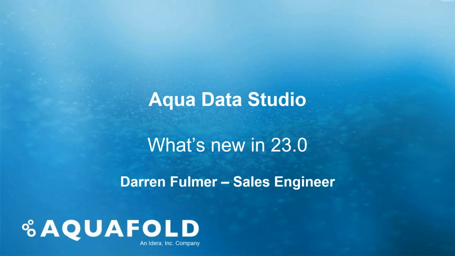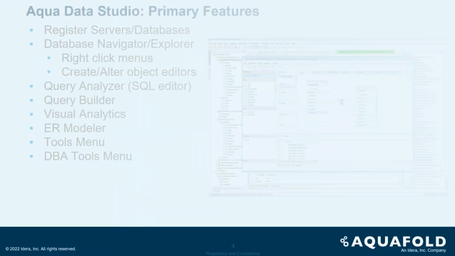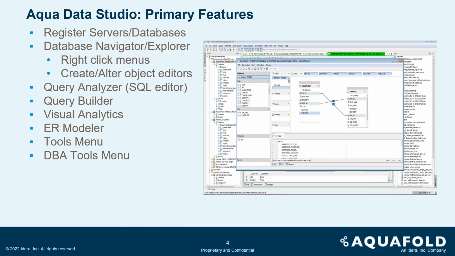All right, so let's go ahead and touch base on some of the features in the tool, and then we're going to get into all the newly added components. So Aqua Data Studio's primary features, of course, the first thing you're going to ever need to do is register your servers and databases into the tool after you've installed it. There is database navigation capability, right-click menu capability. There's different create, alter, compare capabilities. There is the query analyzer, which is the SQL editor.